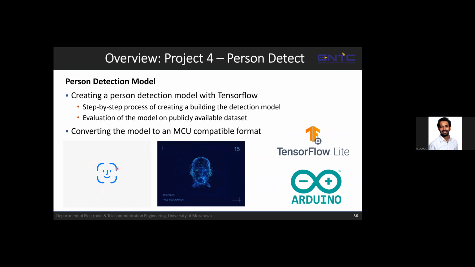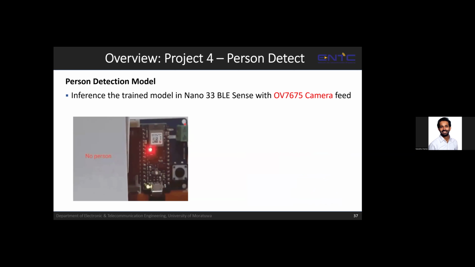That brings me to project number four. In project number four, we are developing a person detection model. What does it mean? Well, we will pretty much detect whether a person is in front of the camera or not. Okay. So again, similar to the other projects, we'll develop the person detection model with TensorFlow and we'll convert that model to an MCU compatible platform. Here is what it will look like.